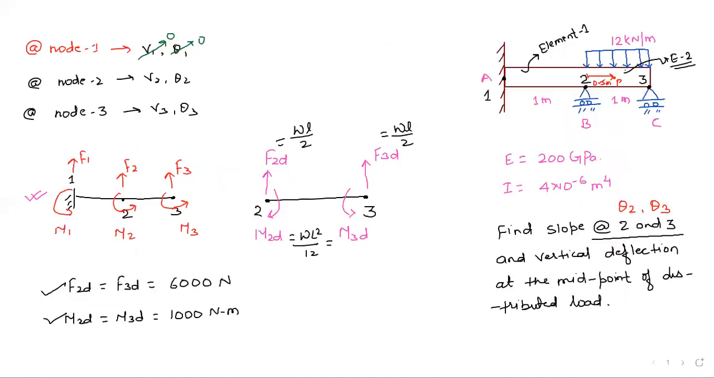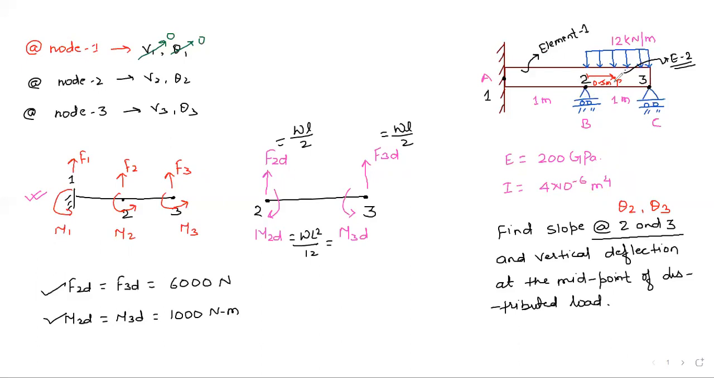See, V2 and V3, this will not allow any vertical displacements, right? Because here you can see it will not allow movement in the vertical displacement. Yes, it will allow movement in the horizontal direction, but not in the vertical direction. So V2 is also 0, V3 is also 0. Theta 2 and theta 3 will not be 0, because it will allow the rotation.